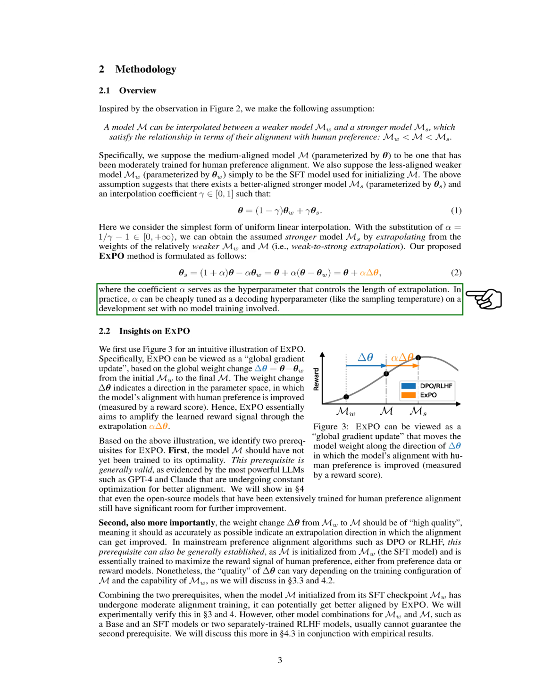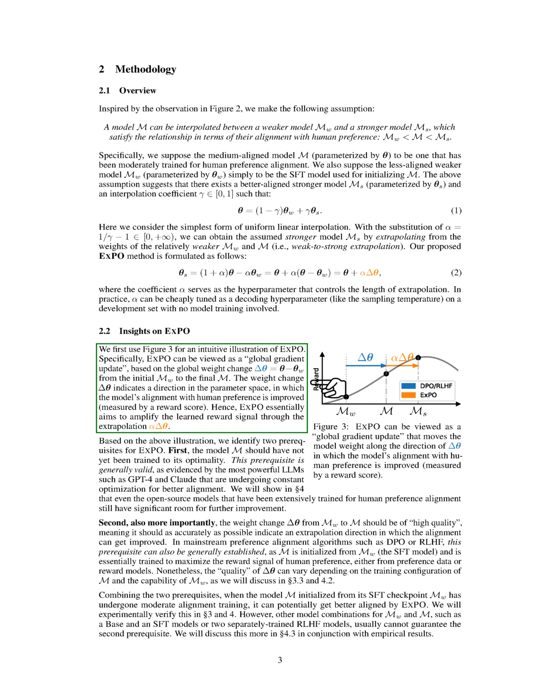Section: Insights on EXPO. In this section, we will provide insights on EXPO. We begin by using a figure to explain EXPO intuitively. EXPO can be thought of as a global gradient update that is based on the overall weight change delta theta equals theta_w to theta, from the initial M_w to the final M. The weight change delta theta points towards a direction in the parameter space where the model's alignment with human preference improves, as measured by a reward score. Therefore, EXPO aims to enhance the learned reward signal through the extrapolation alpha delta theta.